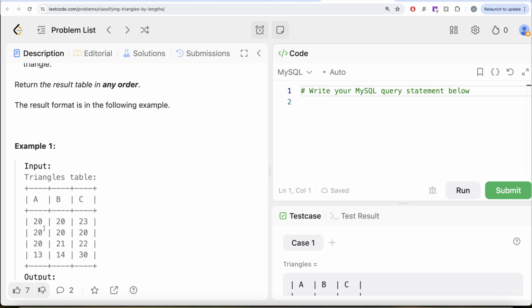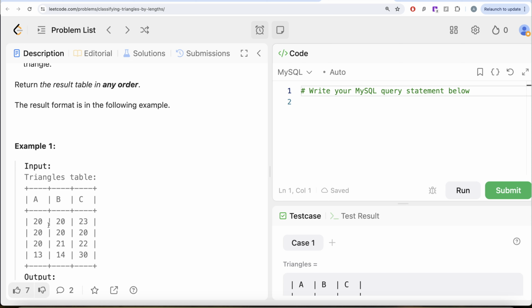If you look at it, the first three satisfy this. A plus B is greater than C, B plus C is greater than A, and A plus C is greater than B. So the first three can make a triangle. But in the last one, A plus B is equal to 27, which is less than C, right? So these three cannot form a triangle, and for this last one you need to have Not a triangle as an output.